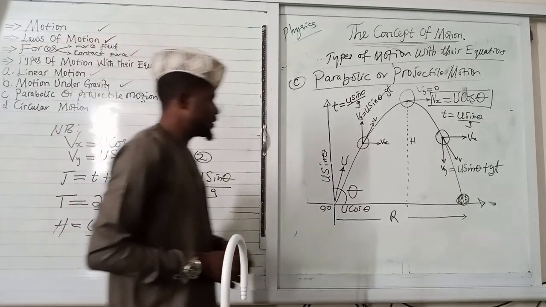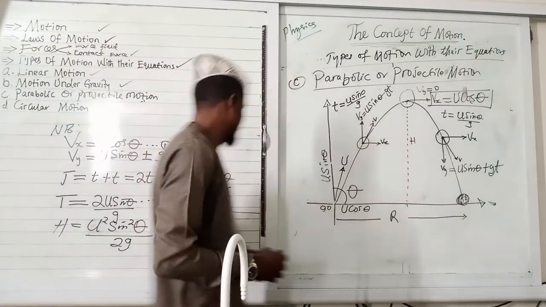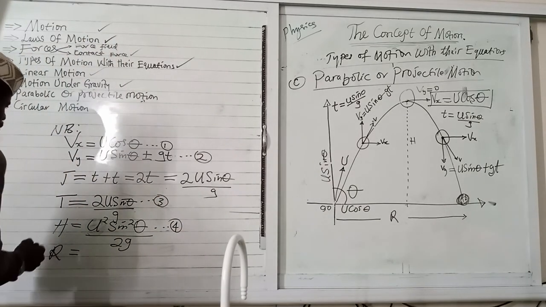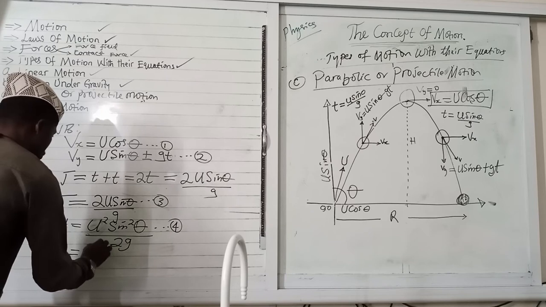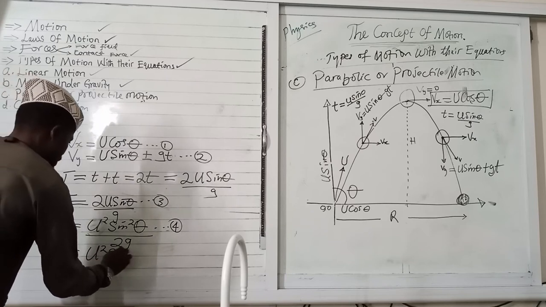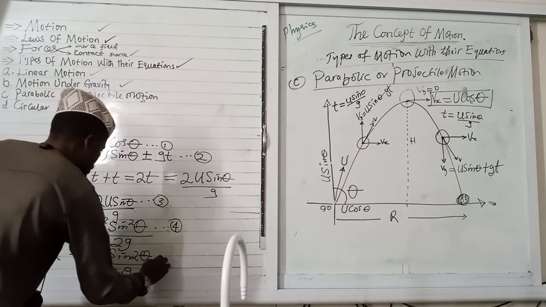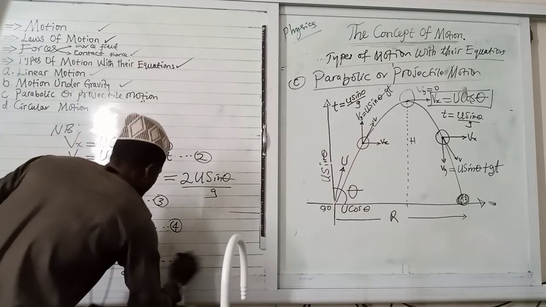The last but not least is the range of the projectile. The range is given as R is equal to u squared sine 2 theta divided by g. We call it equation number 5.